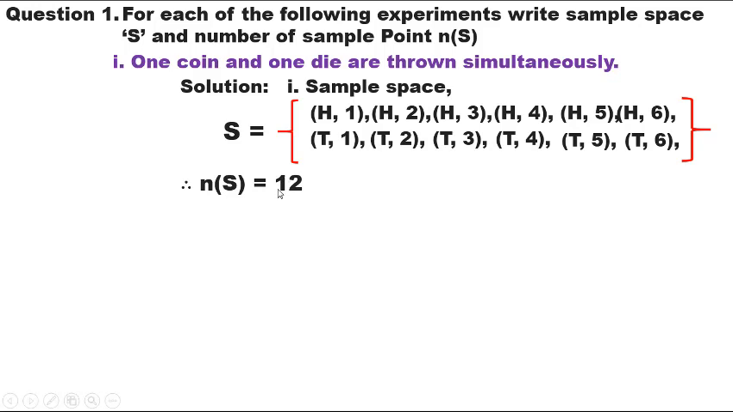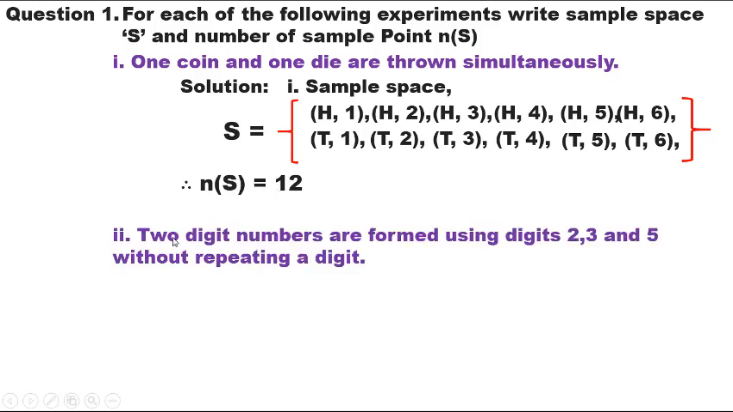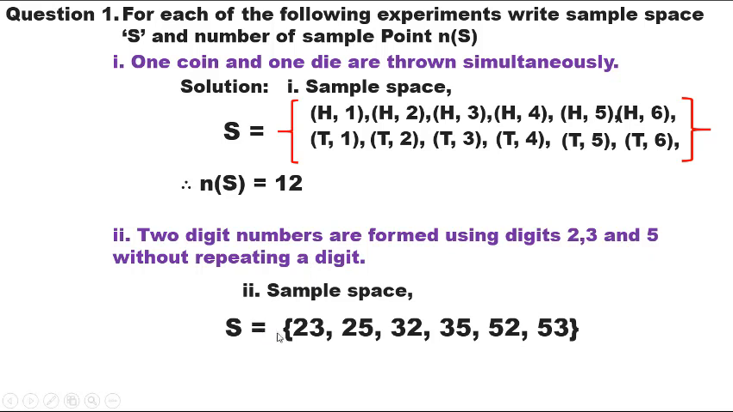Therefore, number of sample points is equal to 12. Second, 2 digit numbers are formed using the digits 2, 3 and 5 without repeating a digit. Sample space S is equal to 23, 25, 32, 35, 52, 53. Therefore, number of sample points is equal to 6.